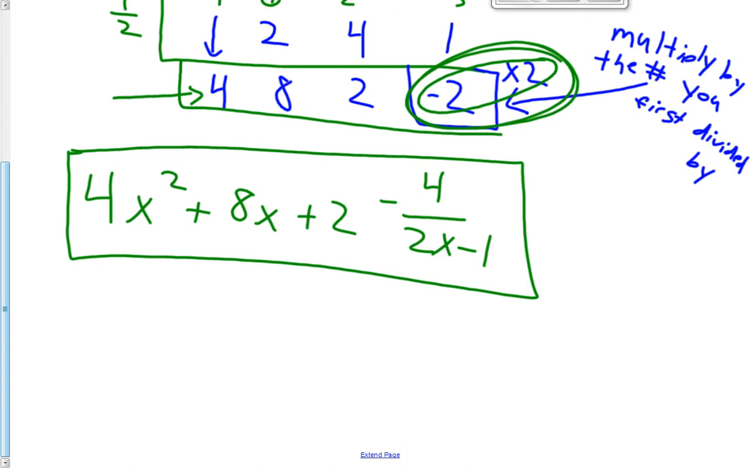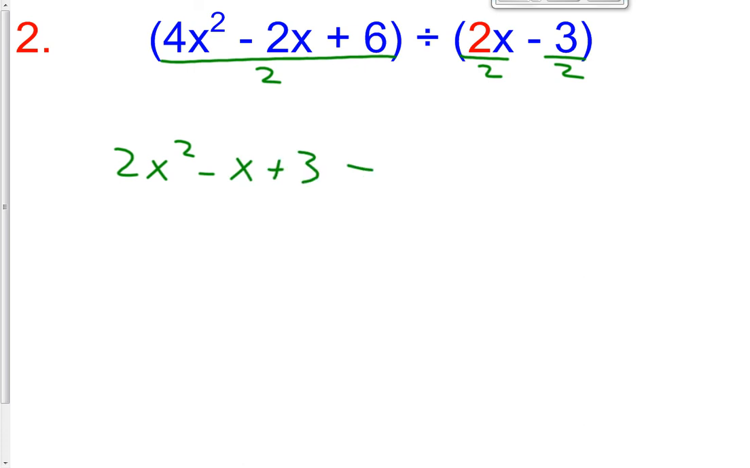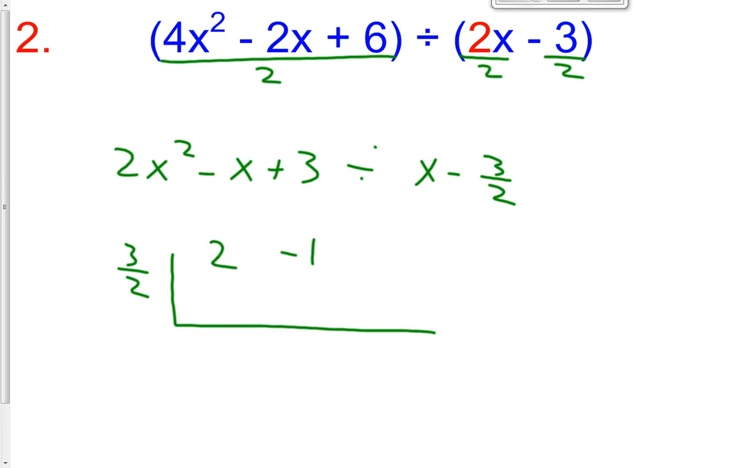So let's practice that a few more times today. Here we get one. Again, we have a 2 in front of our x in our divisor, so we have to divide everything by 2. So now it's 2x squared minus x plus 3 divided by x minus 3/2. Make our division bar, put a positive 3/2 out in front, bring down our coefficients of 2, -1, and 3.